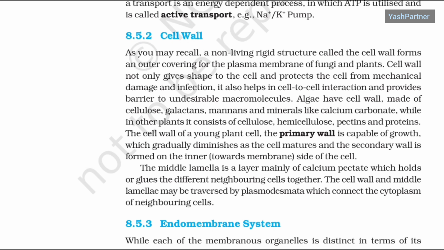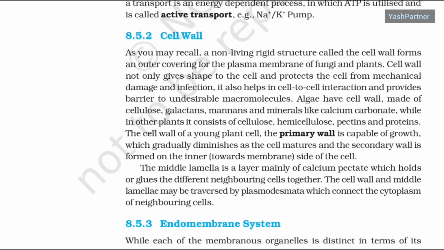8.5.2 Cell wall. As you may recall, a non-living rigid structure called the cell wall forms an outer covering of the plasma membrane of fungi and plants. The cell wall not only gives shape to the cell and protects the cell from mechanical damage and infection, it also helps in cell-to-cell interaction and provides a barrier to undesirable macromolecules.